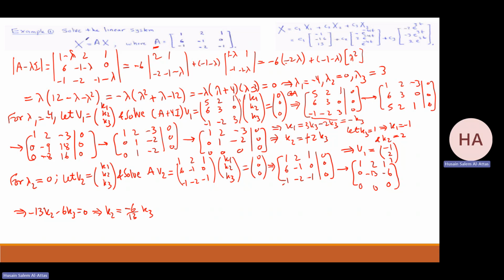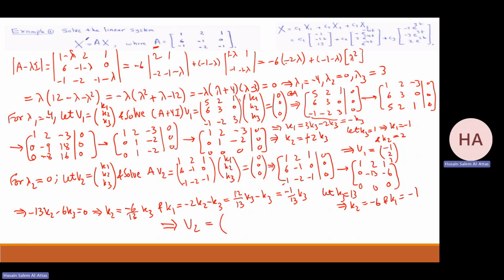Then plug it into the first row. What do we have in the first row? I have K1 equal minus 2K2 minus K3. I'm writing everything in terms of K3, so my free variable is K3. So that will be 12 over 13 K3 minus K3, which is minus 1 over 13 K3. So let K3 be 13. What will be K2? Minus 6. And K1, minus 1. So V2 will be minus 1, minus 6, 13.